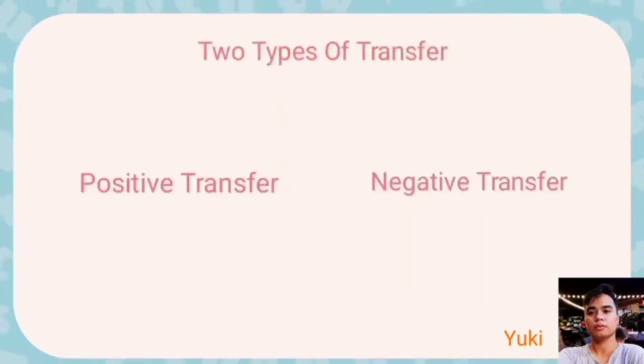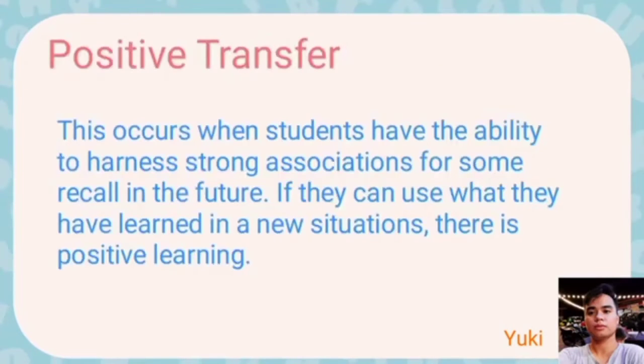Two types of transfer: positive transfer, negative transfer. Positive transfer occurs when students have the ability to harness strong association for some recall in the future. If they can use what they have learned in new situations, there is positive transfer. For example, learning of mathematical principles enables the learner to acquire principles in physics. There are many illustrations of positive transfer in the school setting, which can be mentioned here. For example, learning grammar in any language and writing composition in the language.